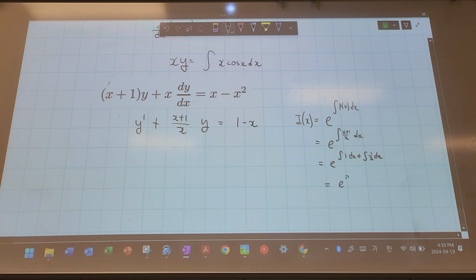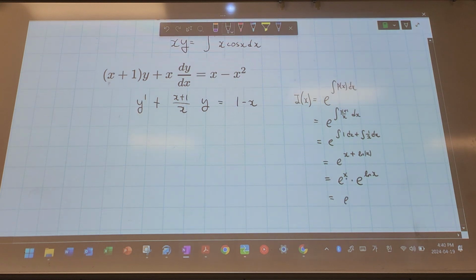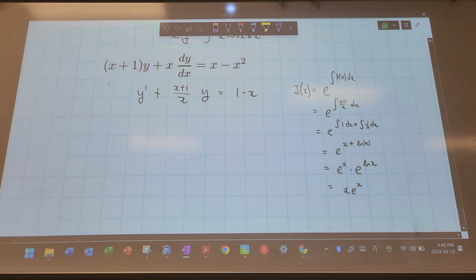So then there's going to be e to the power of x plus ln of x, right? So then we can think of this as e to the power of x times e to the power of ln of x, which is just x e^x. Does it make sense? Knowing that, let's multiply both sides by this integrating factor. So it's going to be x e^x y prime plus e^x (x plus 1) y is equal to x e^x times (1 minus x).